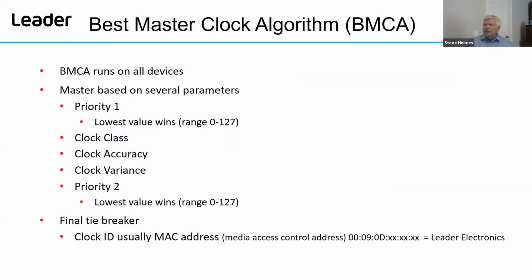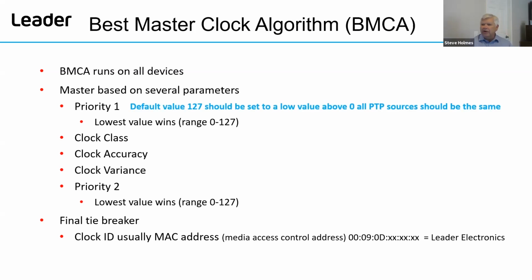So the BMCA runs on all devices, and it's separated out by different pieces. Priority 1 has a default value of 127. So most devices, when you get them, you power them up, they are going to start out at 127. And they will be putting out their signal saying my priority 1 is 127. And you want to turn around and change that value. You want to get it to a very low value, but something above 0, because 0 is used by several other devices in the audio world.